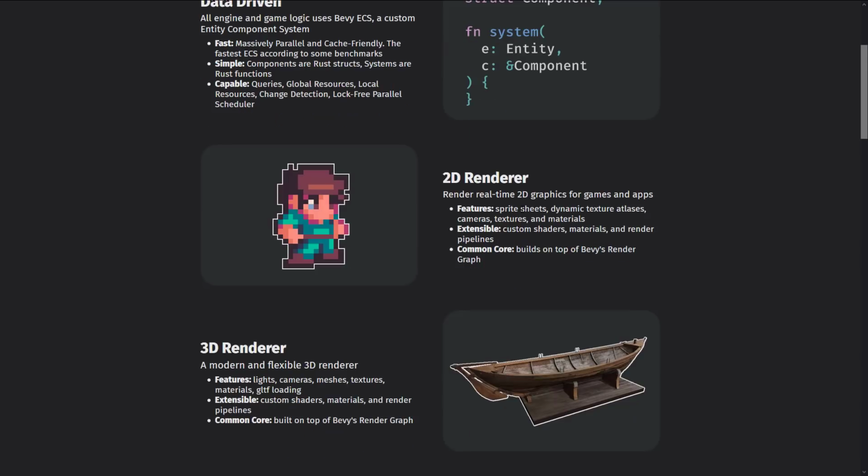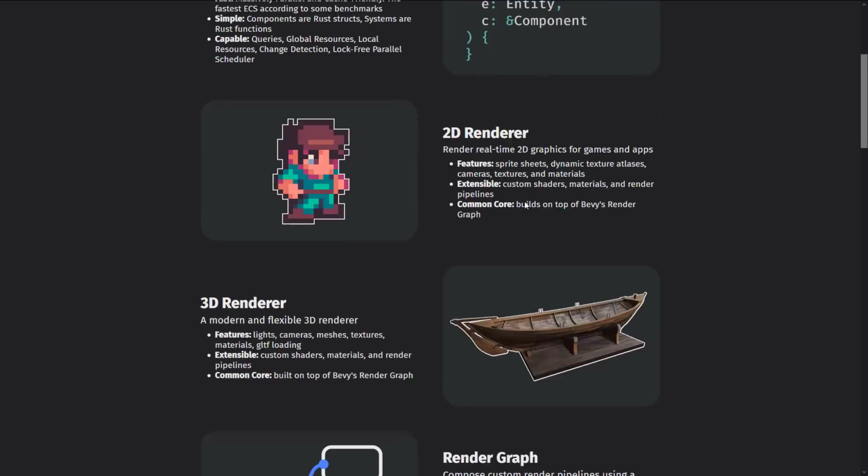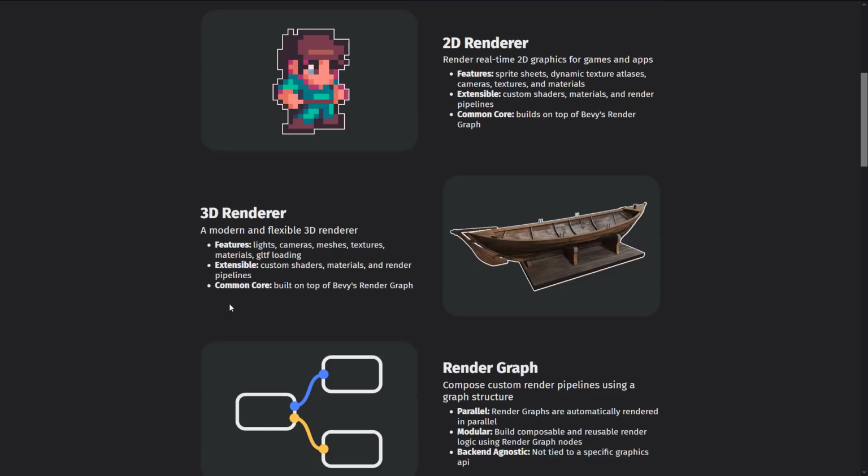That is pretty straightforward. We've got 2D and 3D with this framework slash engine. The 2D features sprite sheets, dynamic texture atlases, cameras, textures, and materials. It's extensible with custom shaders, materials, and render pipelines. It's built on top of Bevy's render graph. And then 3D, which is also built on top of Bevy's render graph. We've got much of the same features here: custom shaders, materials, and render pipelines. But this one features lights, cameras, meshes, textures, materials, and GLTF loading, so you can actually bring in your content from something like Blender, Max, or Maya using the GLTF format.